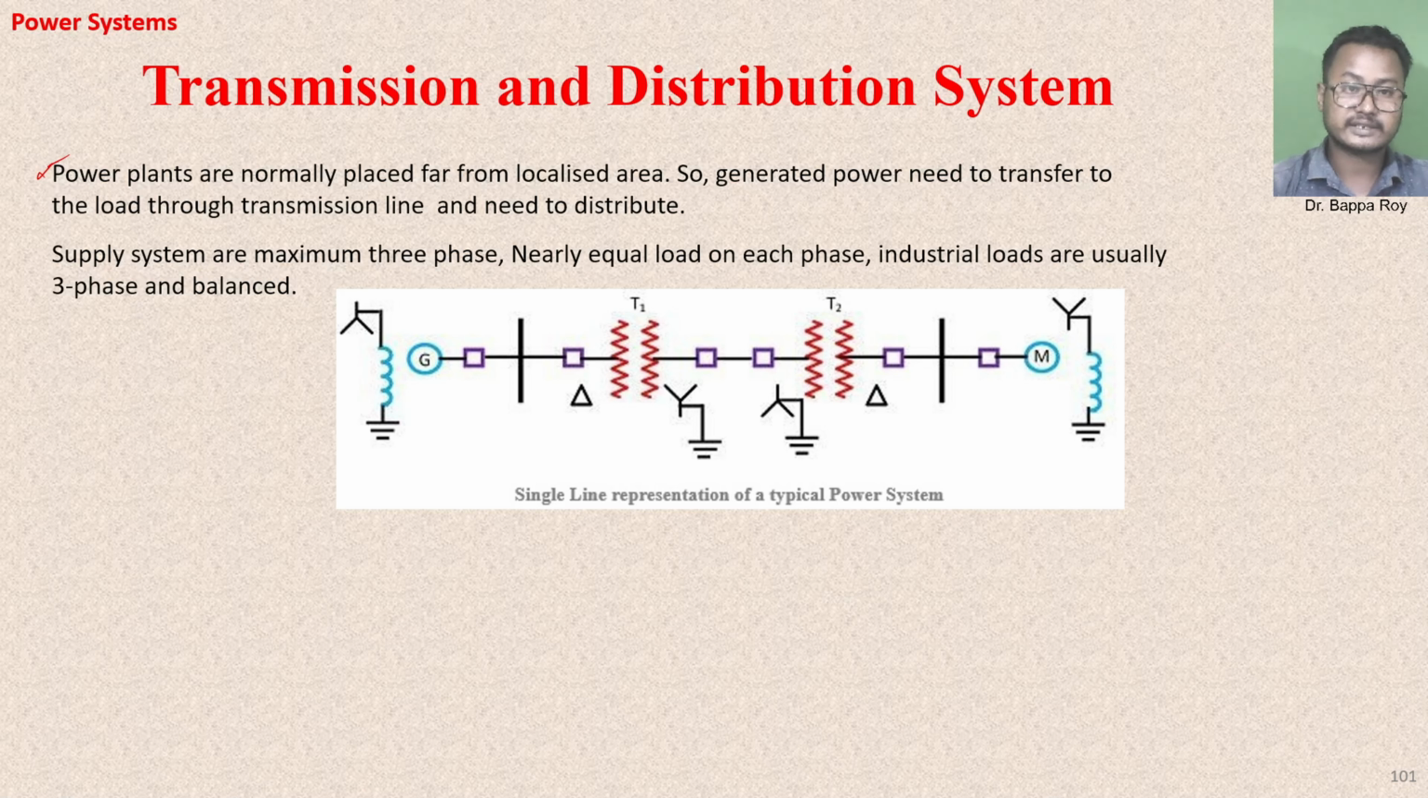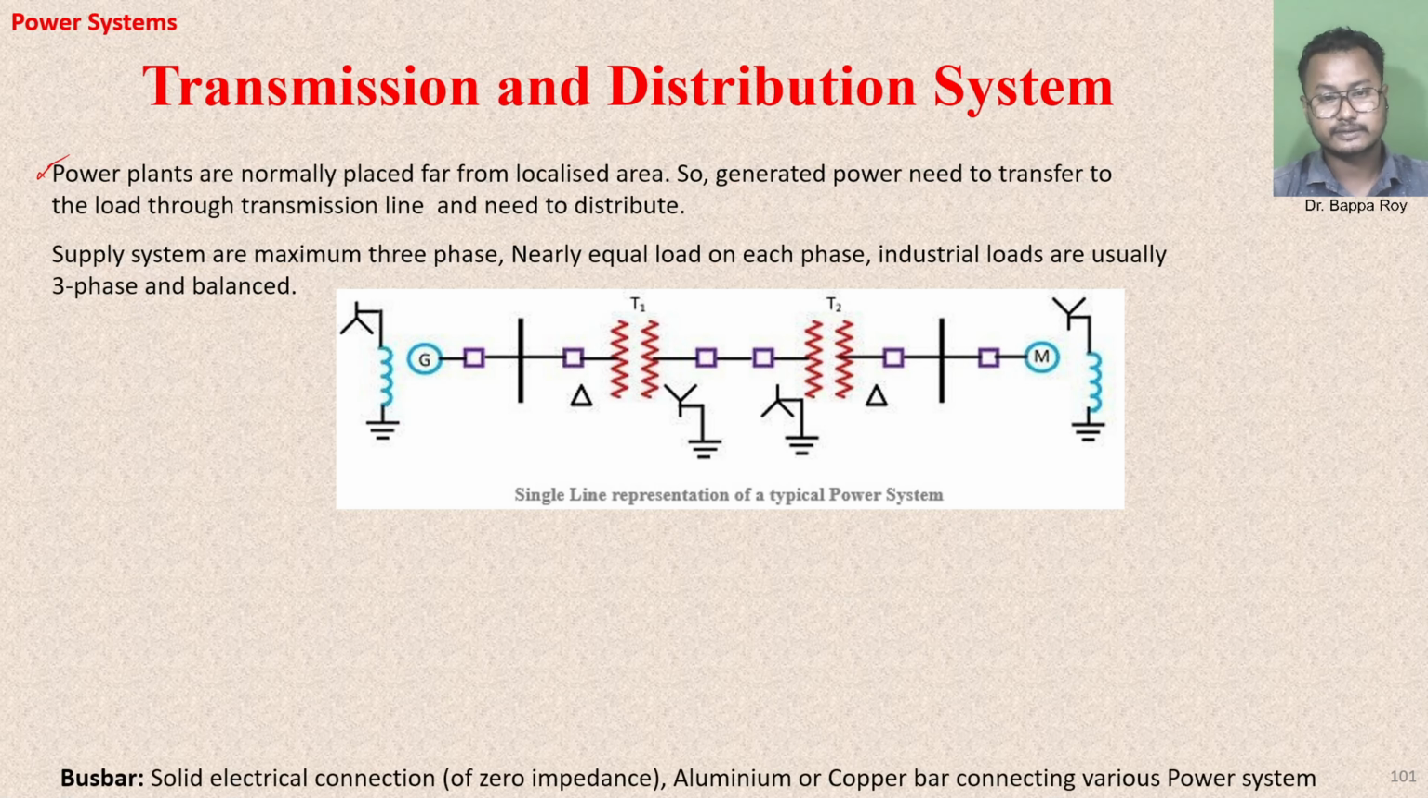Supply systems are mostly three phase, with nearly equal load on each phase. Industrial loads are usually three phase and balanced, equally balanced. The transmission lines you have seen are the same, three phase, and the nearly equal loads are distributed between those three phases. Suppose 5 megawatt, 6 megawatt, and 5.25 megawatt, like that. It's not exactly the same, nearly the same.